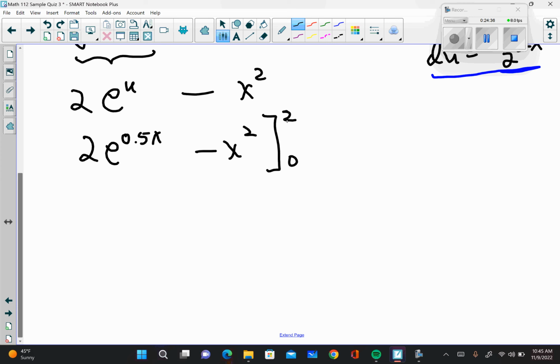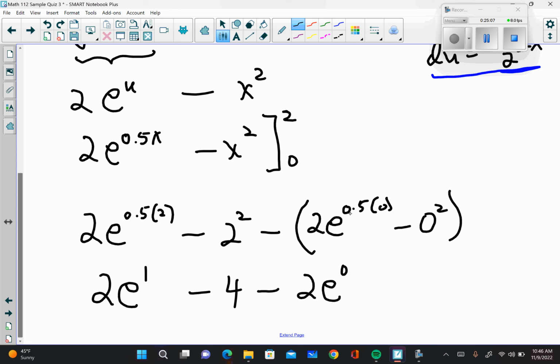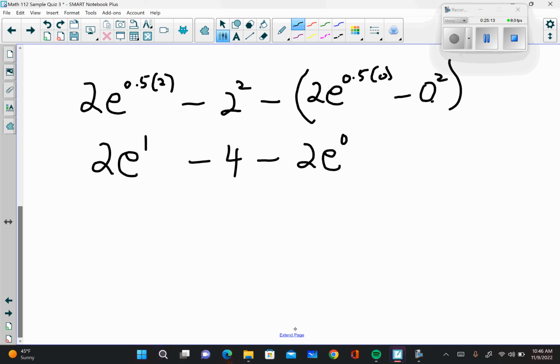Everywhere there's an x, I'm going to put the 2. 2e to the 0.5 times 2 minus 2 squared, minus parentheses. Every x gets replaced with 0. 2e to the 0.5 times 0 minus 0 squared. 0.5 times 2 is 1, so that's 2e to the first, minus 2 squared, that's 4, minus 2e to the 0, because 0.5 times 0 is 0. And that can be ignored because 0 squared is 0.